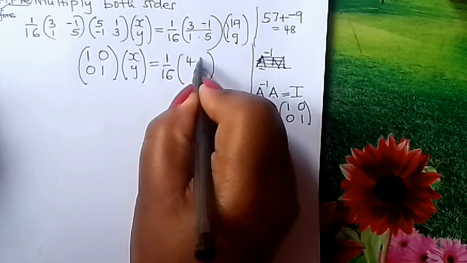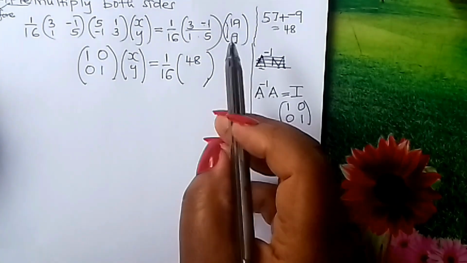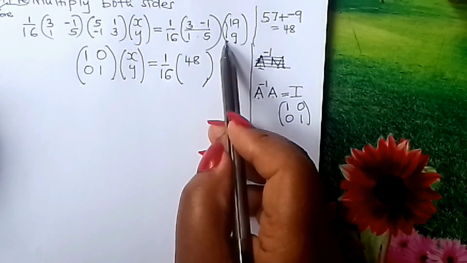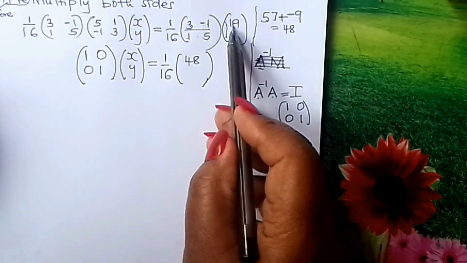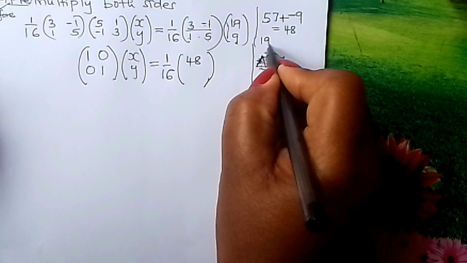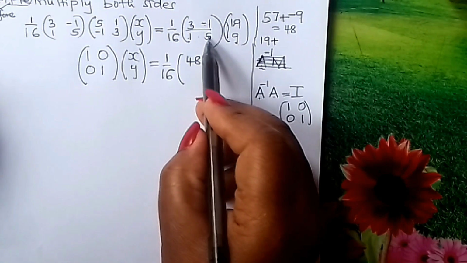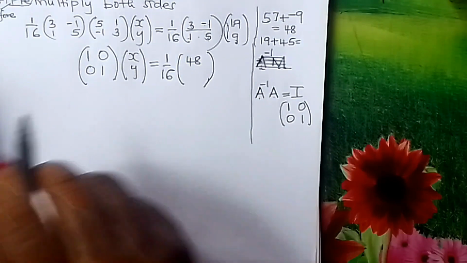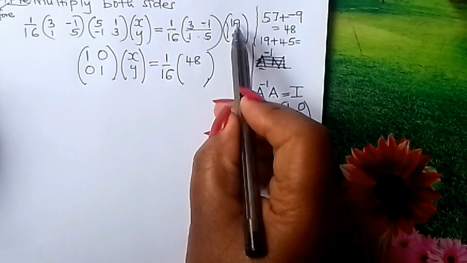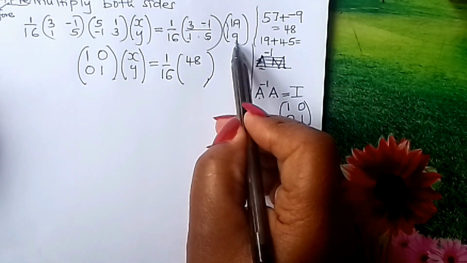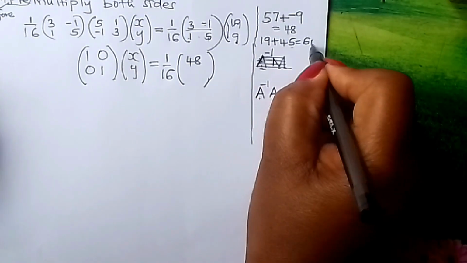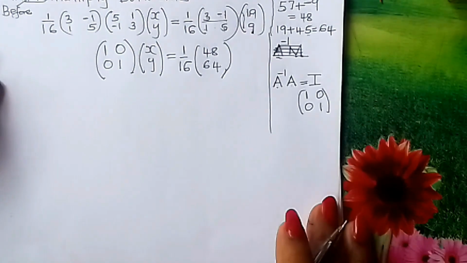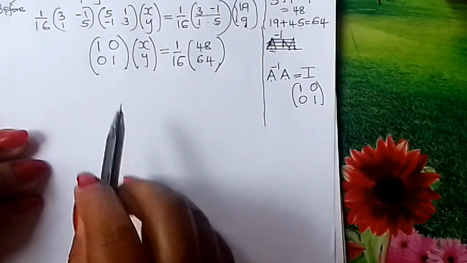Come and fix it here. We are done with the first row. We go to the second row. This times this as you add. This times this is 19. Check on that. 19 plus what? This times this is 45. Matrix multiplication. This times this is 19. This times this is 45. You add, you get 64. There we are. Come and fix it here. 64. From there, we move on.